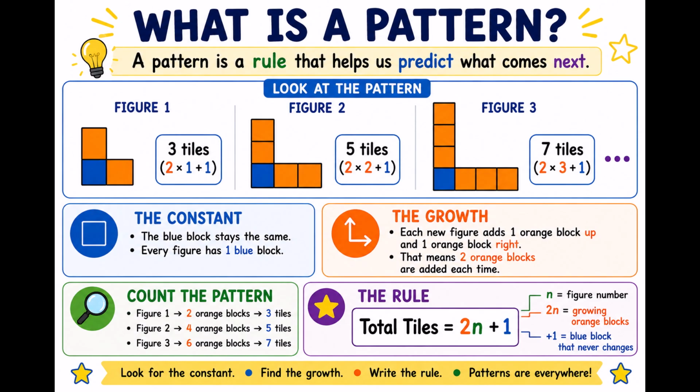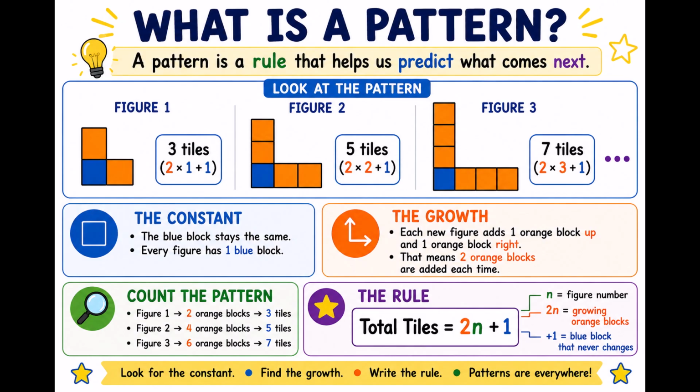Look at the pattern below. There's 3 tiles, 2 orange, 1 blue. Now we have 5 tiles, but 4 orange, 1 blue. Now we have, in the third figure, 7 tiles, 6 orange, 1 blue. So each time we added 2 more tiles that were orange. So the constant is the blue block because it stayed the same. Every figure has 1 blue block.